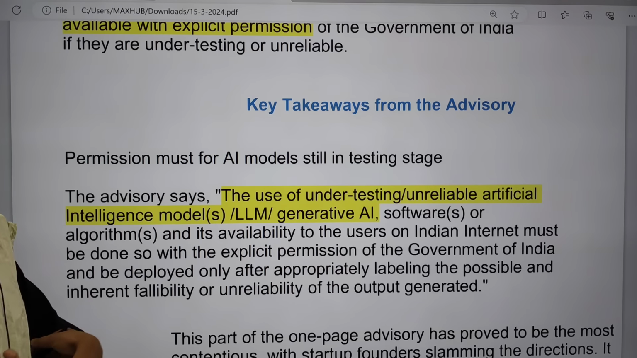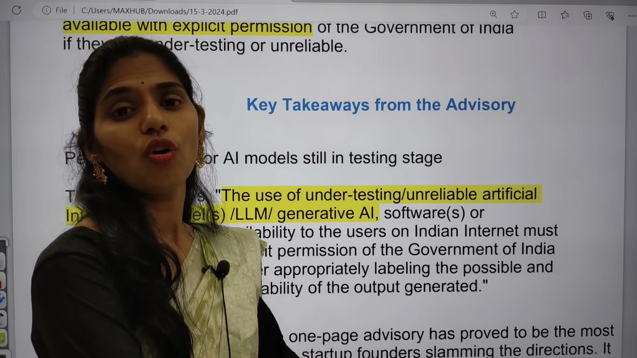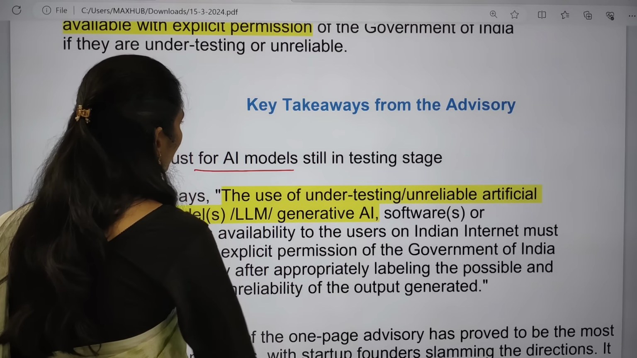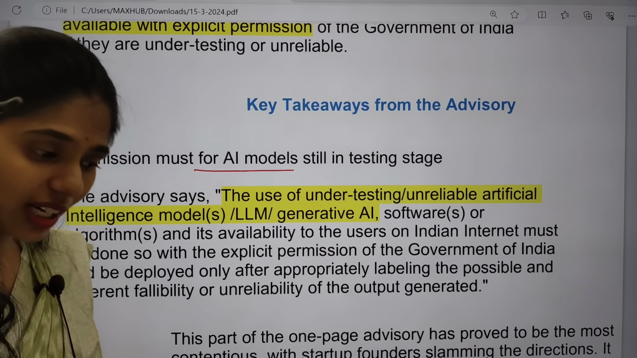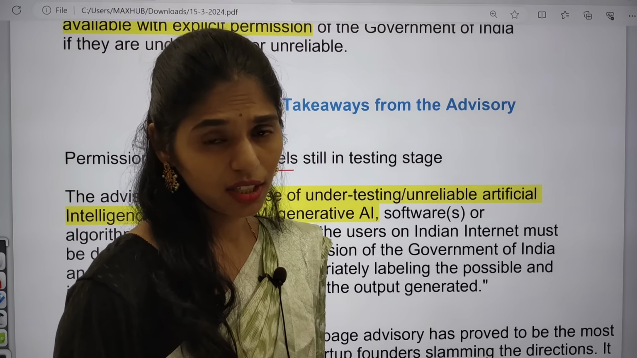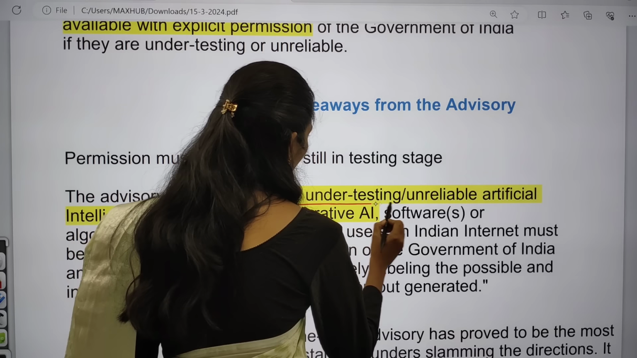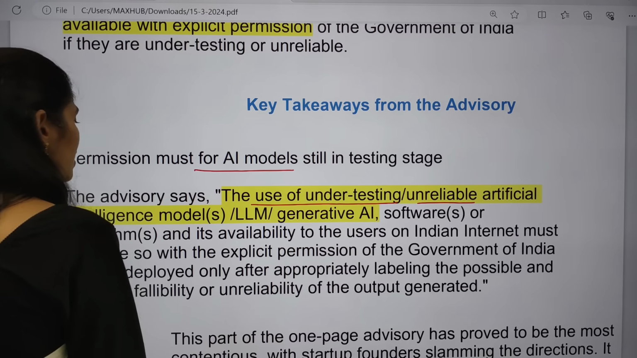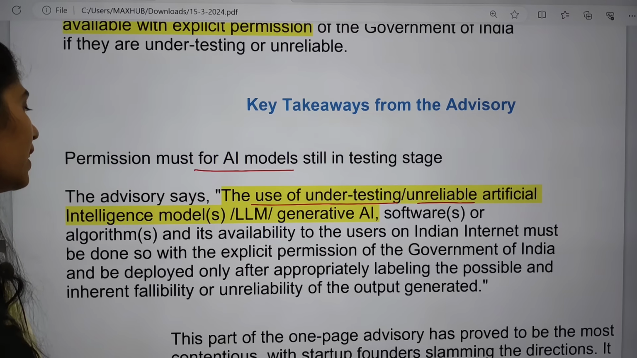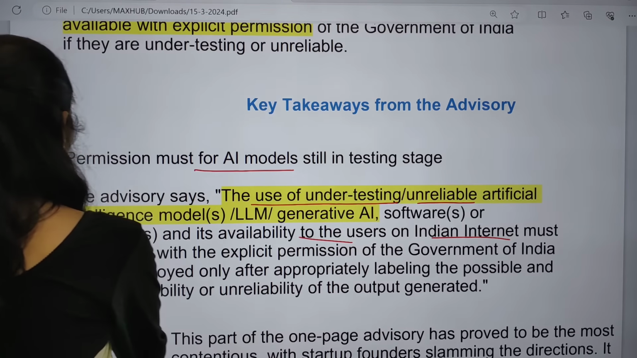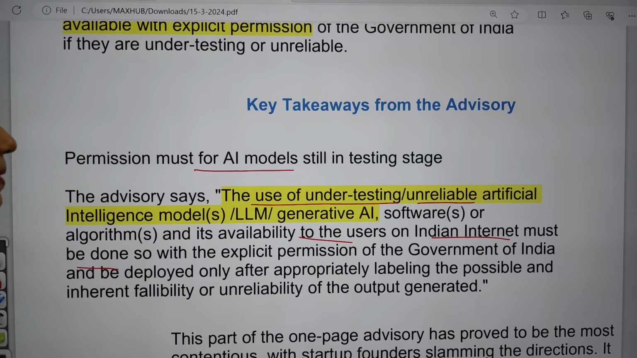unreliable. If you're talking about exactly what those advisories are, the first one here is that permission is a must for AI models. Even whenever they are at the stage of testing, there is a need for permission. The advisory says that the use of under-testing or unreliable artificial intelligence models or algorithms, and their availability to users on the Indian internet, must be done with explicit permission. So everything should be done after taking the permission of the government of India.